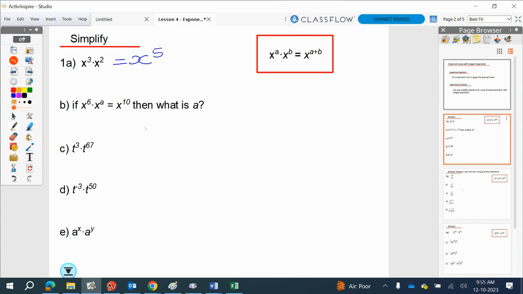So here in this one, we've got x to the 6 times x to the something is equal to x to the 10. What must the something be? 4. So a equals 4. Have a go at these ones now. C, D, and E for yourself for a minute. Try and write it down.